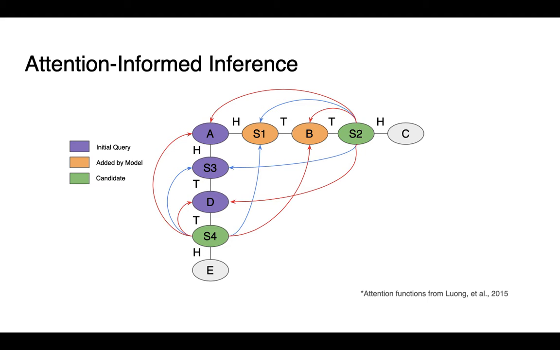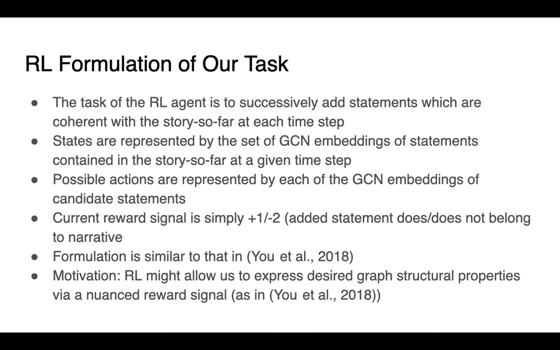Now, we move on to our RL extension. The task of our agent is to expand an initial query set. Our state information comprises a list of GCN embeddings, that is our query set, and possible actions that are represented by the addition of each candidate statement at a given time step. Our reward signal is a simple +1, -2 based on whether the emitted statement belongs to the target graph.